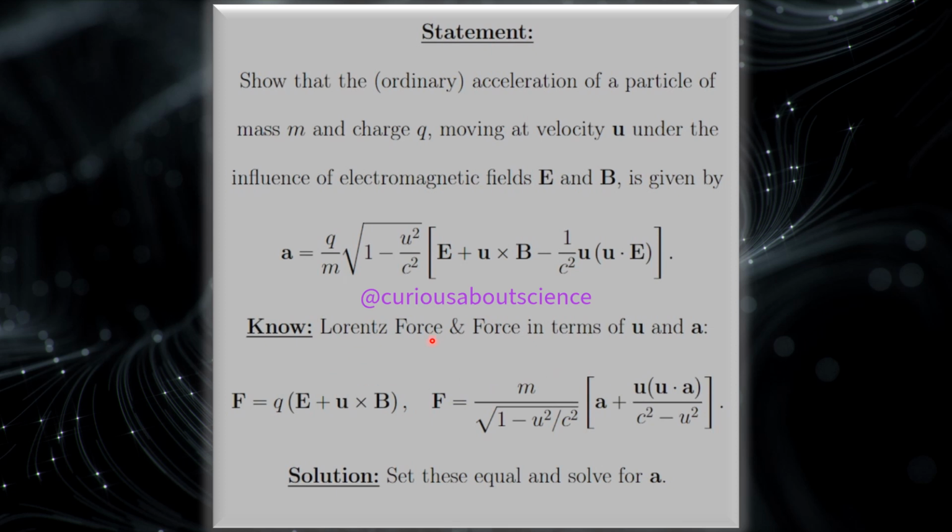That being said, the Lorentz force law and force in terms of u and a. We saw that the Lorentz force law was q times (E + u × B), but F written from the Newtonian perspective, in terms of m and the derivative of the relativistic momentum, which we proved a couple of questions ago, was a + u(u·a)/(c² − u²). So clearly what we have to do is set both of these equal and solve for a. That's first and foremost.